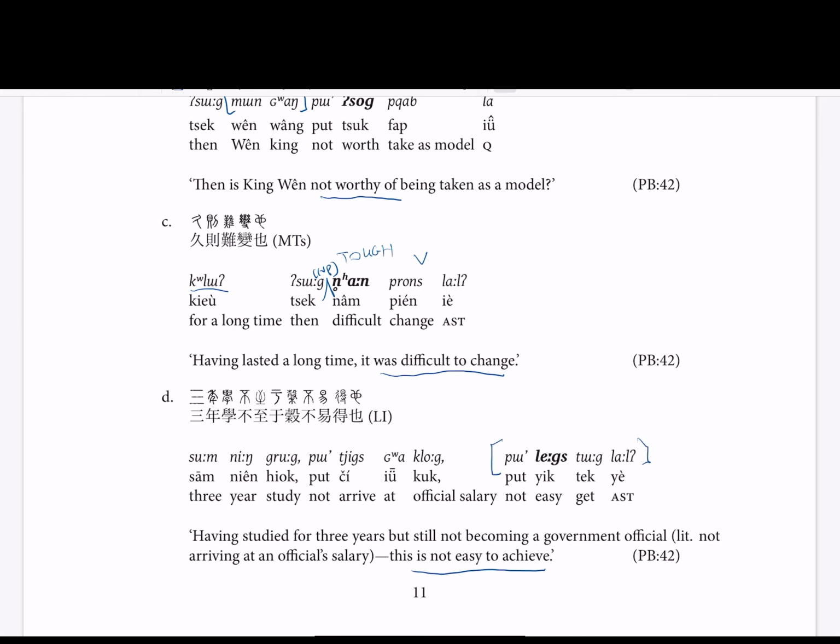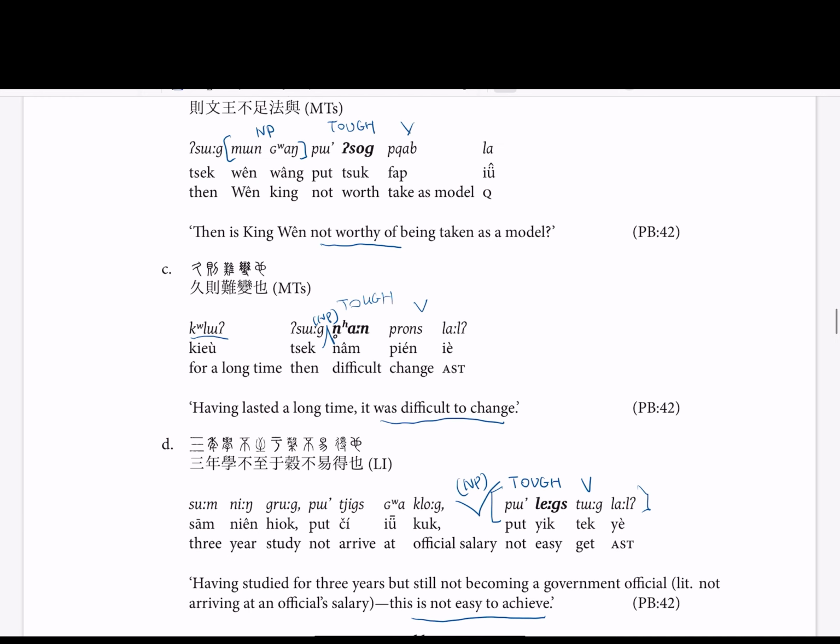Put legs to lao. Put legs is the negated form of the tough predicate legs, easy. Not easy as a whole is the tough predicate. Took here is used as an ordinary lexical verb meaning to get or to achieve, and the surface subject NP is again omitted, which should be here if we were to insert it back in. So something is not easy to get or to achieve.